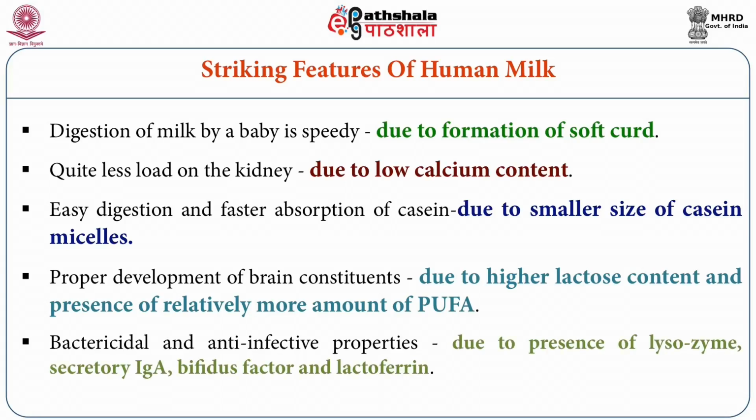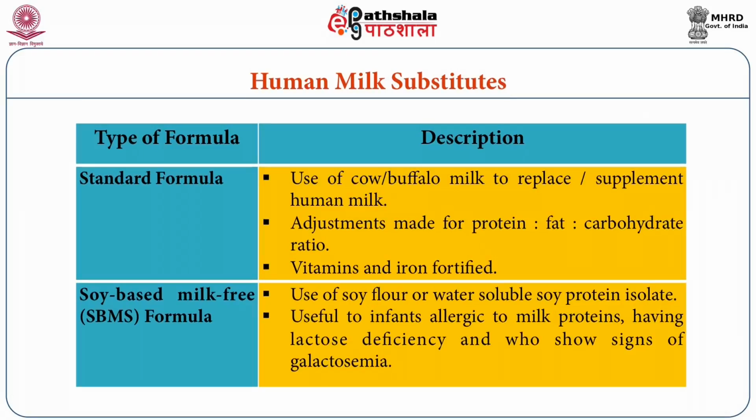Another striking feature of human milk is its bactericidal and anti-infective properties. These two properties are due to the presence of lysozyme, secretory immunoglobulin A and bifidus factor, as well as lactoferrin. Now, let us discuss human milk substitutes.